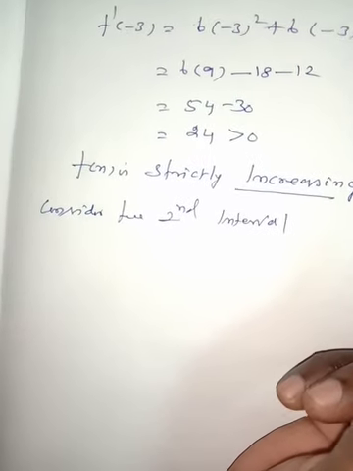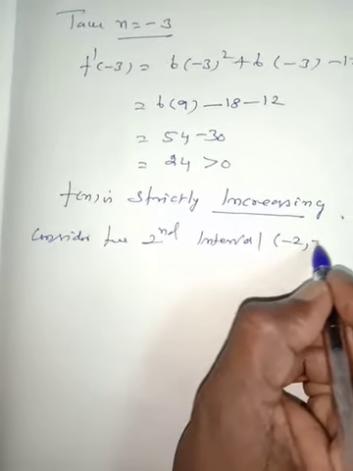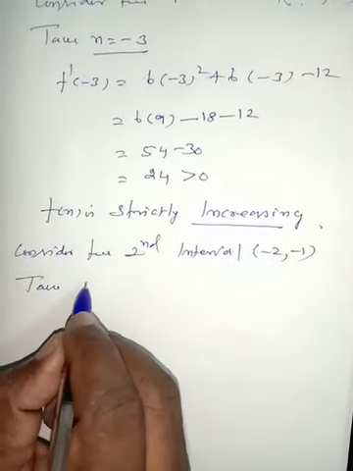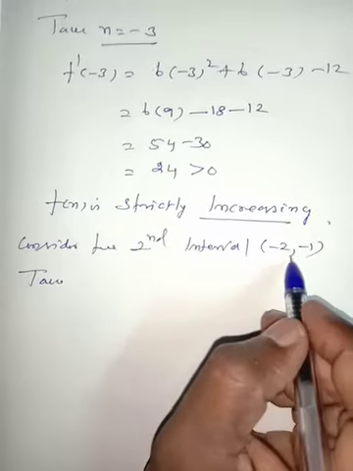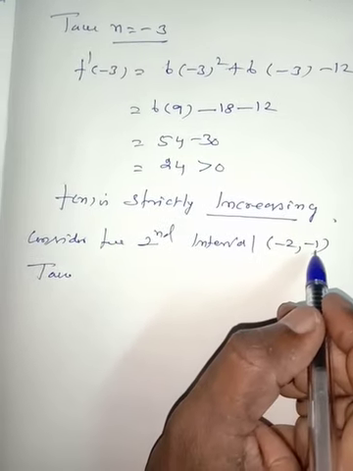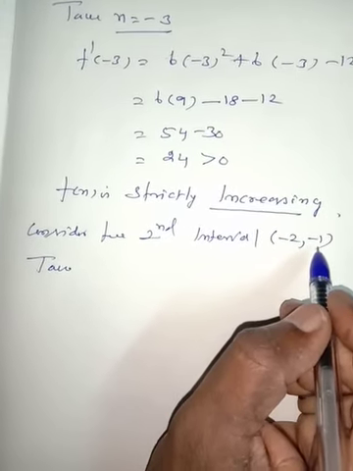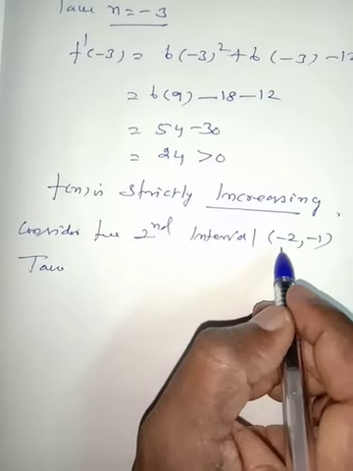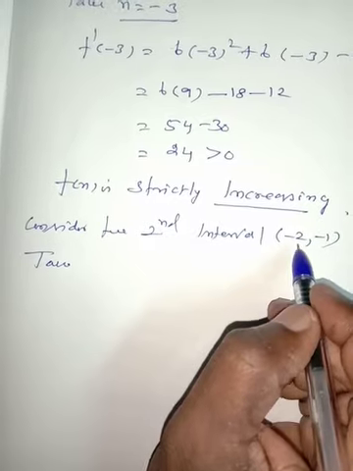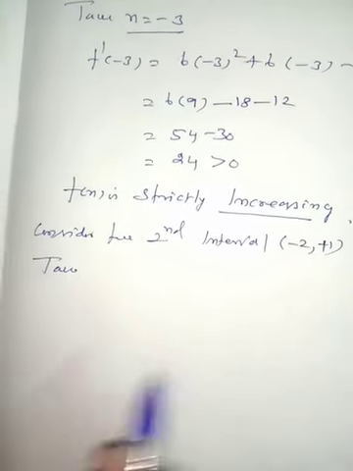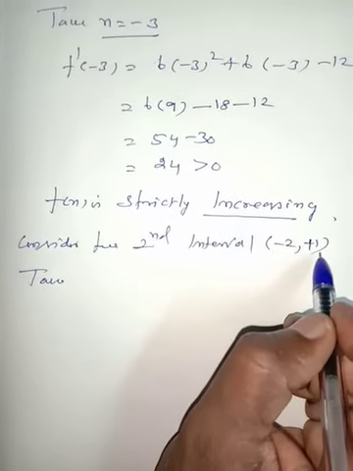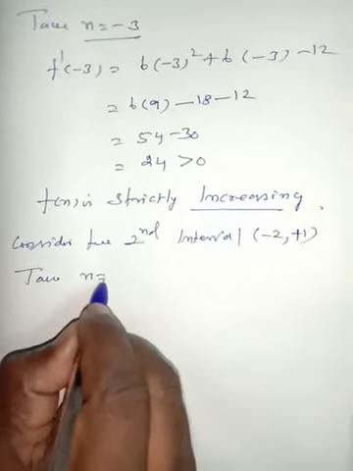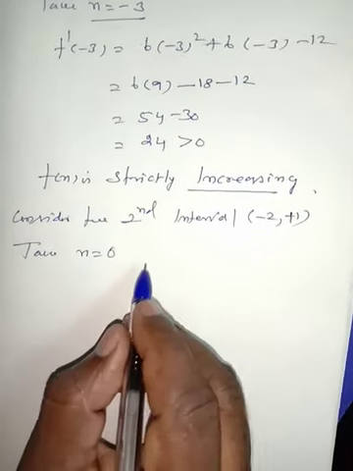The second interval is minus 2 comma 1. Take any one point inside the interval, minus 2 comma 1. Put x is equal to 0, or take x is equal to 0 in f dash of x.